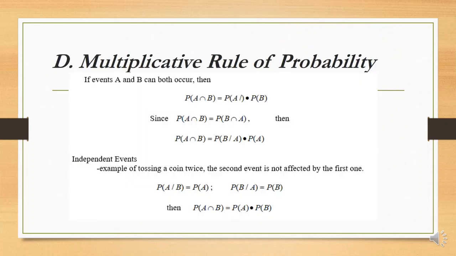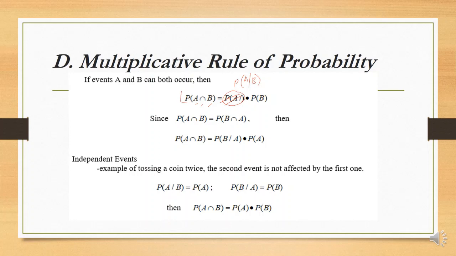The fourth type of rule in probability is the multiplicative rule. If events A and B can both occur, then we have a probability of A intersection B is equal to this one. This is the probability of A given that B has occurred, okay, this one times the probability of B.